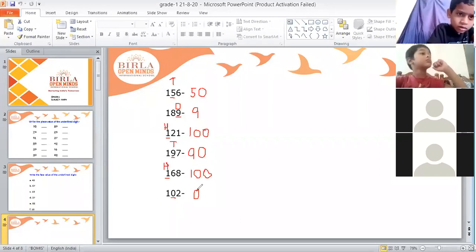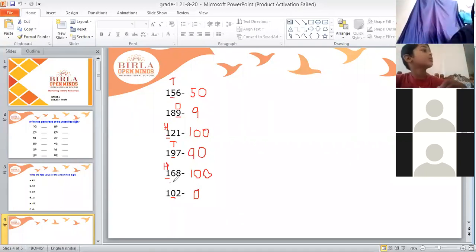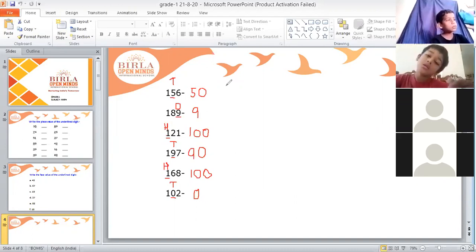Always remember that place value of 0 is always 0. Whether you will write 2 zeros, 3 zeros, 5 zeros, 7 zeros, 0 will be 0 here. So place value of 0 in number 102 is 0 only. Fine. So this is how you will write the place value of a 3-digit number.